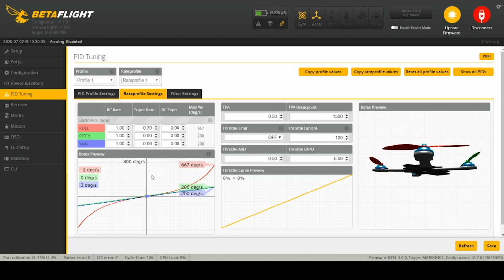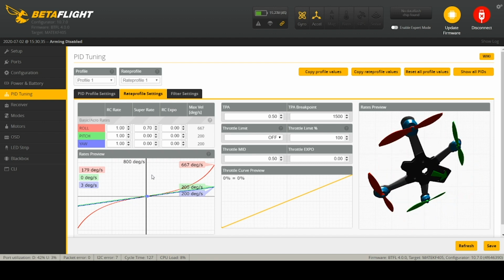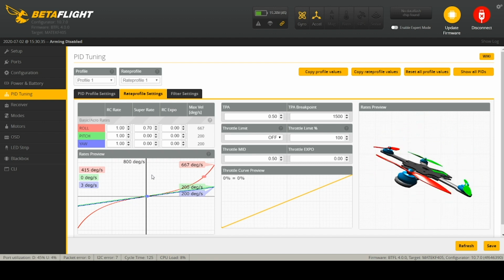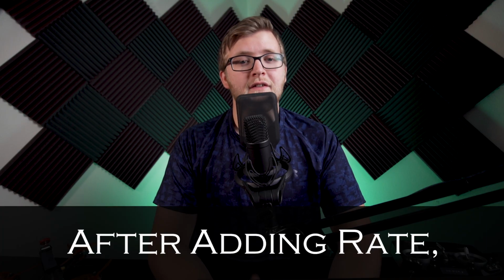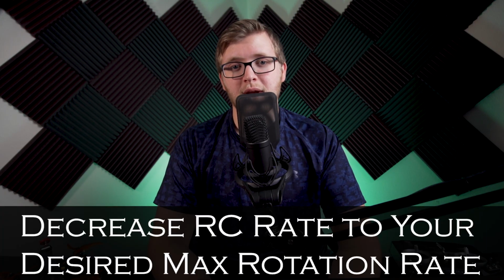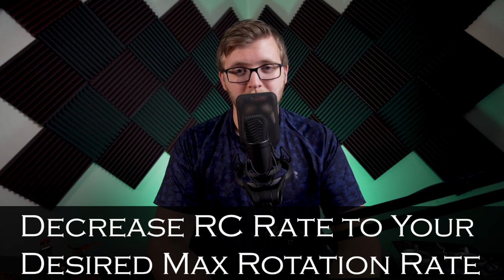So as you can see, when we add rate into the mix, it flattens out the center of the curve and makes it a lot easier to level out the drone and make small adjustments around the center of the stick, but still gives you the full authority the further the stick is moved. If you want to keep your max rotation rate set at a certain point, then after you add rate, decrease the RC rate until you reach your desired max rotation rate.